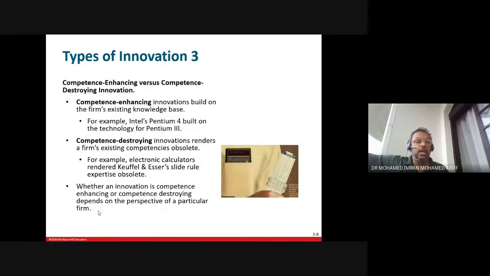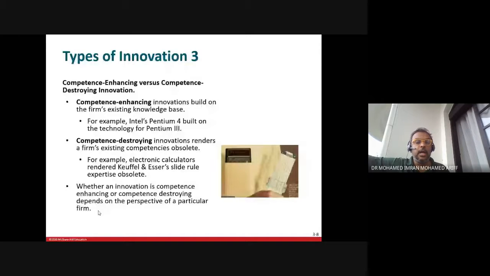Okay, some types of innovation, you have competence enhancing. That means innovation built on the firm's existing knowledge base. Macam tadilah Sony tadi tu. So they started with digital, they moved naik. Sama juga dengan Sony. Okay, they started with something and then they something else. Okay, or sometimes it is a competence destroying.